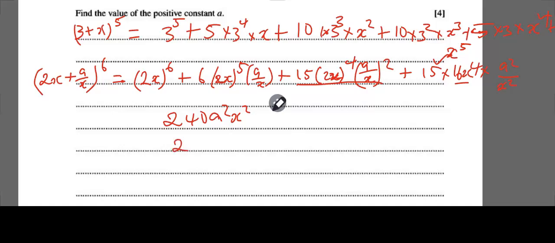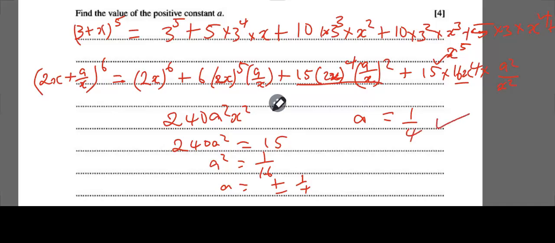And we know from the beginning that the coefficient is 15, so 240 a squared will be equal to 15, right? Solving for a squared, it will be 1 divided by 16. So a is simply plus or minus 1 over 4. Right, a is a positive number, so we take a to be equal to 1 over 4, a quarter, as the final answer. So let's look at the next question.